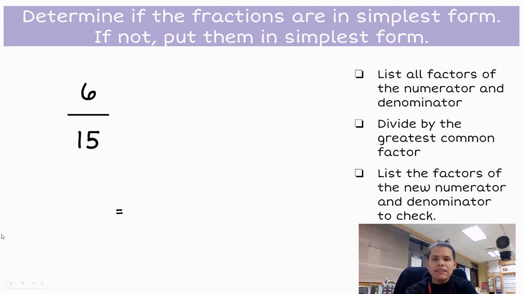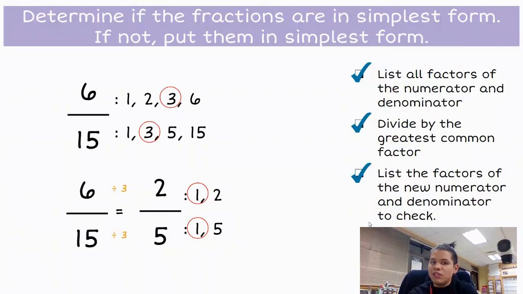Go ahead and try this last example on your own. I really hope you paused the video. Let's see how you did. 6/15 in simplest form, you need to divide by 3 and get 2/5. That is your equivalent fraction in simplest form.